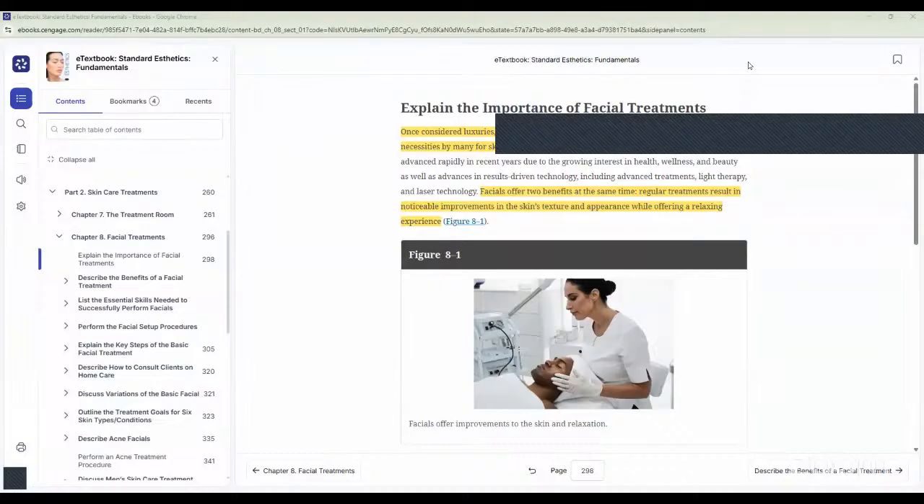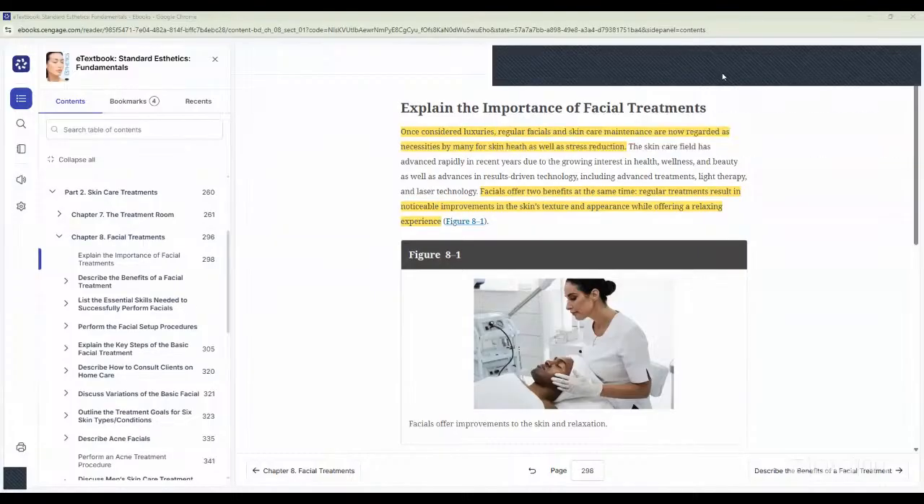All right. So as we explain the importance of facial treatments, getting to our first objectives, you'll see highlighted. It says, once considered luxuries, regular facials and skincare maintenance are now regarded as necessities by many for skin health as well as stress reduction. All right. And so now you're looking at facials instead of being what we thought was more so catered and luxury, and you have to have this and that. It is now mainstream. Okay. You have more people concerned about how they look, their appearance, and even overall the healthiness and well-being of the skin and the body. Okay.